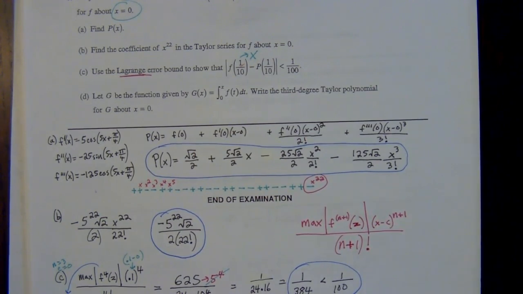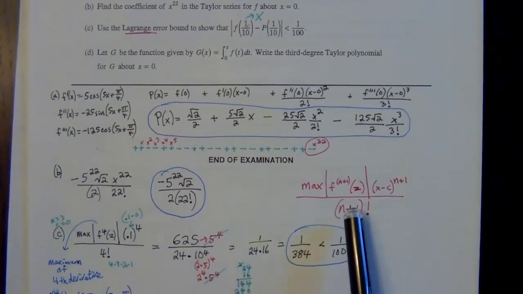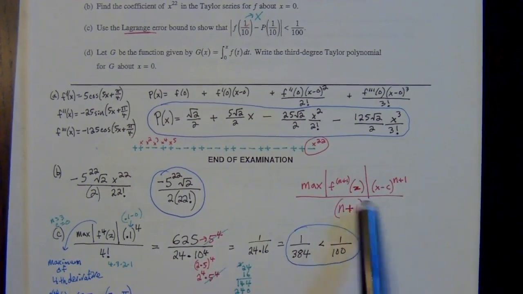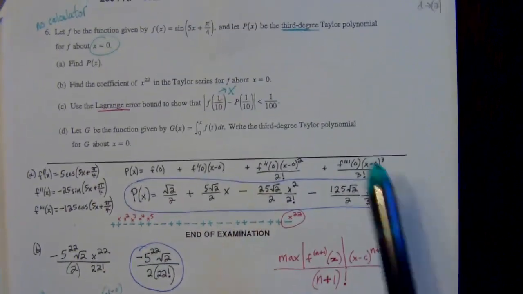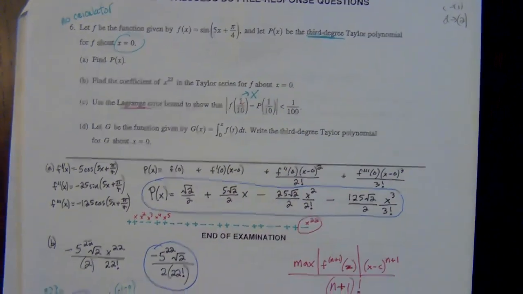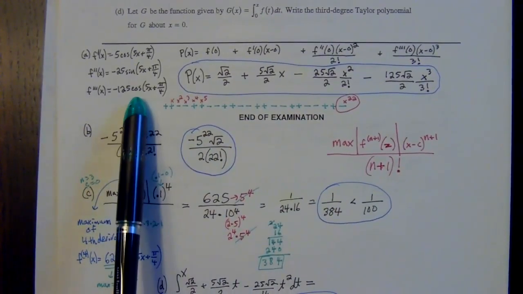Letter C has this Lagrange error bound. I already explained how to do this in the Lagrange error bound video, but I'll explain it again right here. So this is the formula for the Lagrange error bound. Don't worry about all the letters or anything like that. It just says you're going to maximize the n plus first derivative. So if they said n is equal to 3, because it's a third degree polynomial, we're going to maximize the fourth derivative. So I did the derivative of this guy here.